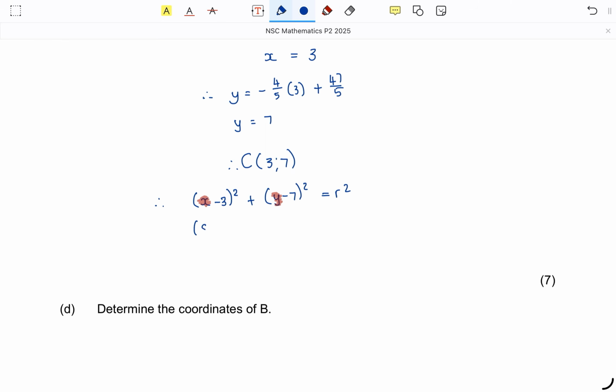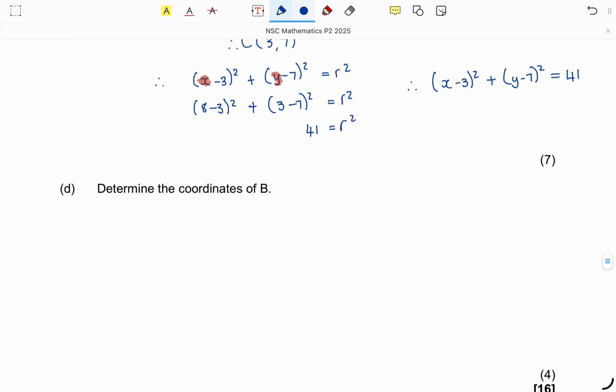So when we do, we'll have 8 minus 3 squared plus 3 minus 7 squared equals radius squared. We're not going to do the square root on the left-hand side. We're going to keep it as radius squared, because that is the format of the circle. And then we've got x minus 3 squared plus y minus 7 squared equals 41.